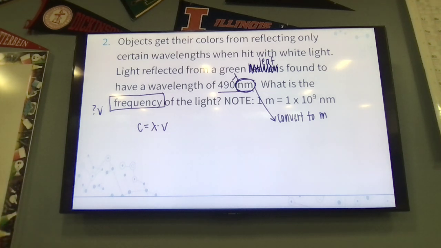Okay? I'll give you weirder units, like I don't expect you to know nanometers. I think centimeters is the only one you still have to know from our first unit. But do your quick little conversion. 490 nanometers.